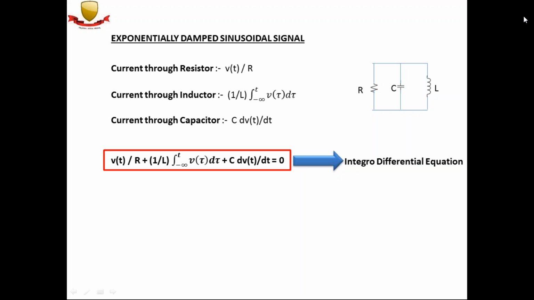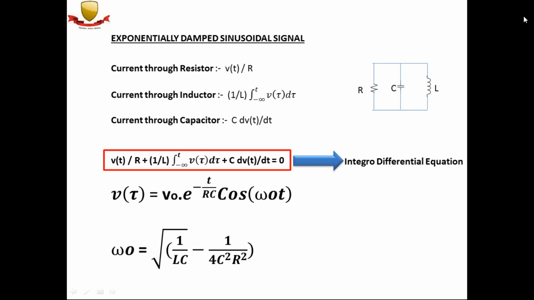Okay, if you try to solve this integro-differential equation, you'll get an output of something like v(t) is equal to V0 e to the power minus t upon RC cos omega naught t, where omega naught, the natural frequency, is the square root of 1 upon LC minus 1 upon 4 C squared R squared. And at the bottom you can see what this exponentially damped sinusoidal signal looks like.